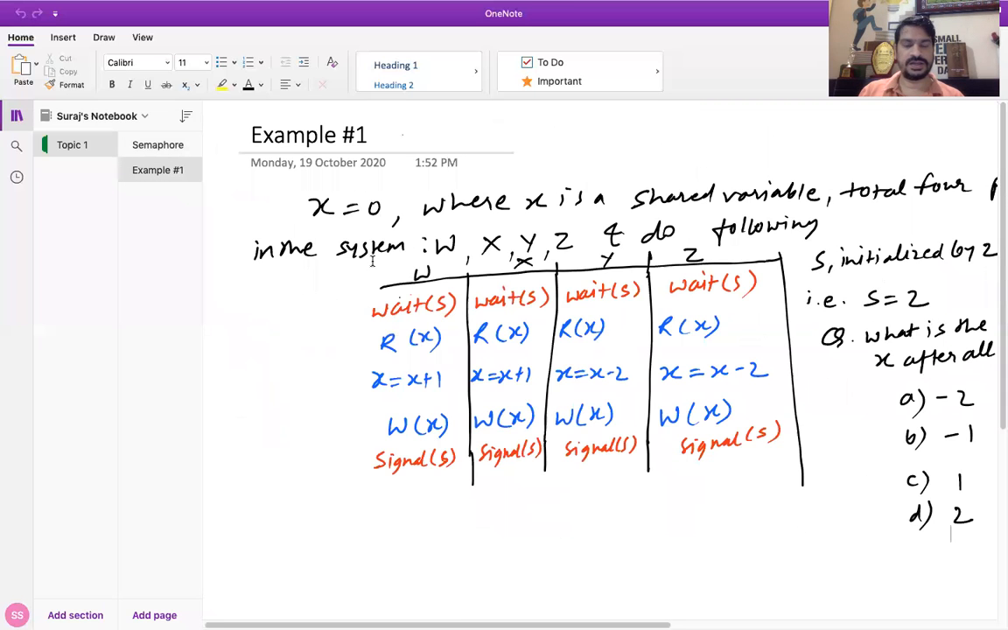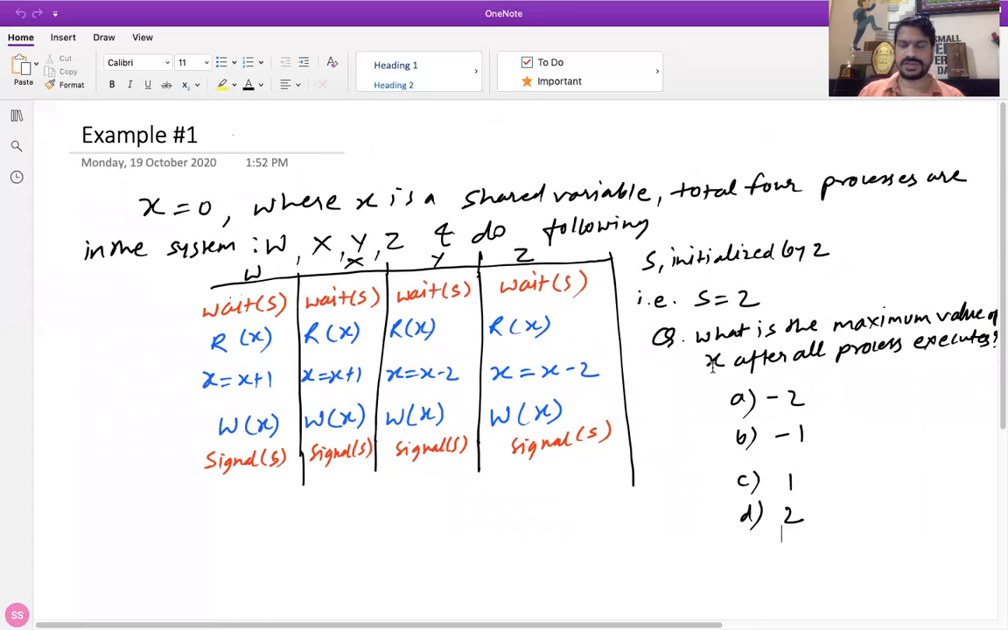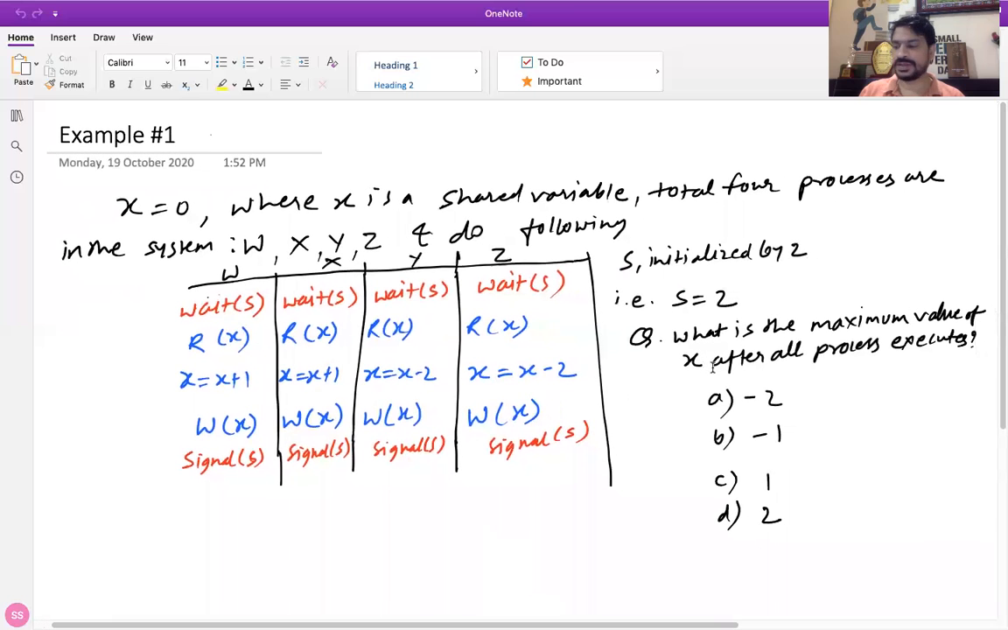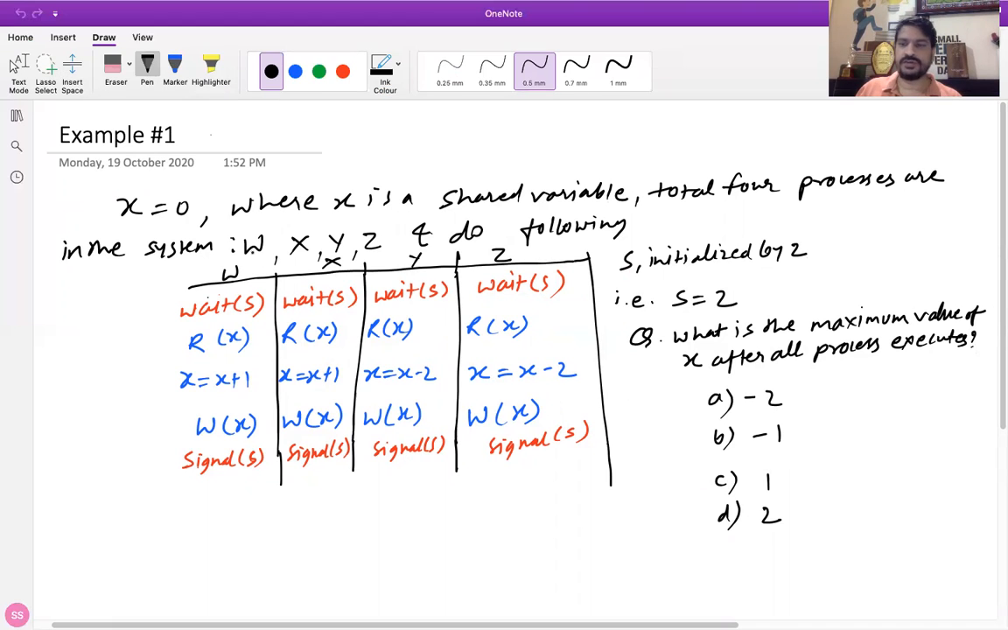So let's see one example. This is again a GATE question. It came in GATE 2013, and the question was very big. I made it short, and I prepared the question accordingly. The question says that in the system you have 4 processes, W, X, Y, and Z. Here there is a shared variable x, initialized with 0. Shared variable means shared resource.